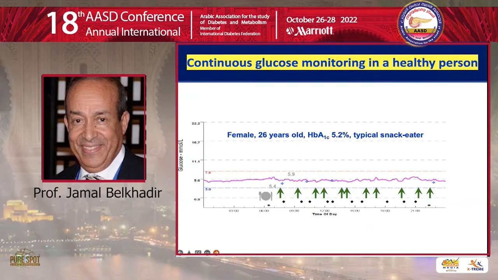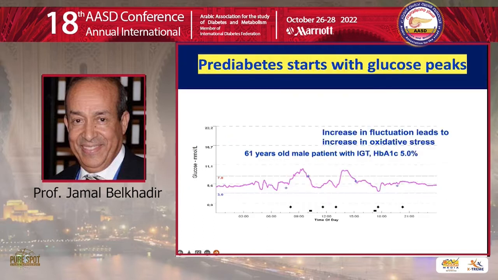We see the continuous glucose monitoring in a healthy person, this woman, 26 years old, with HbA1c 5.2, is a typical snack eater, and pre-diabetes starts with glucose peaks. This man, 61 years old, with IGT and HbA1c 5.0%, shows that an increase in fluctuation leads to an increase in oxidative stress.